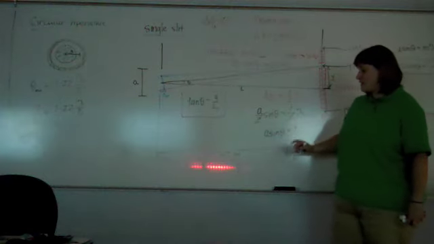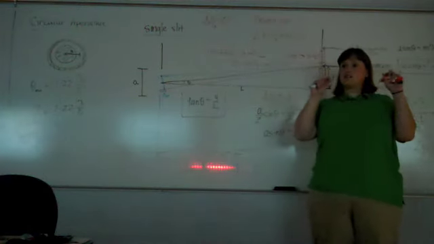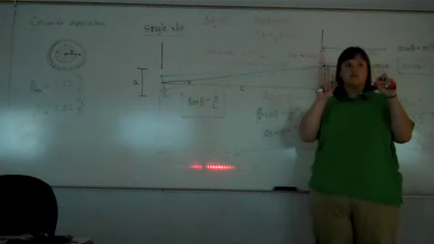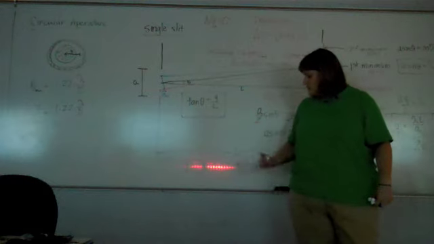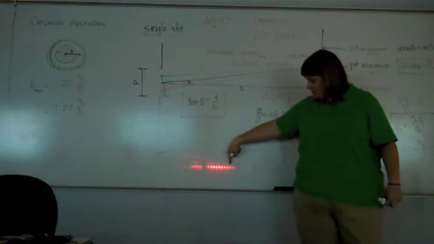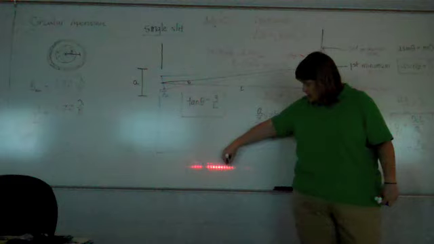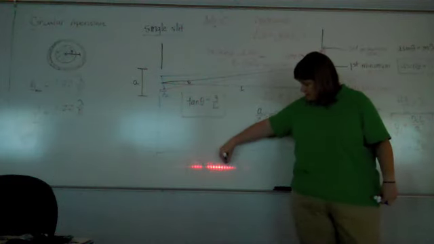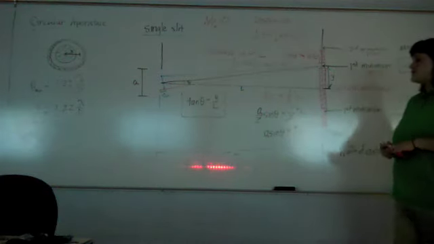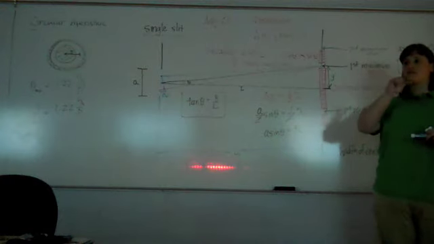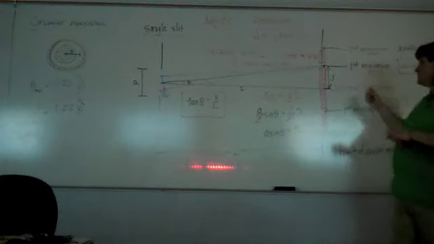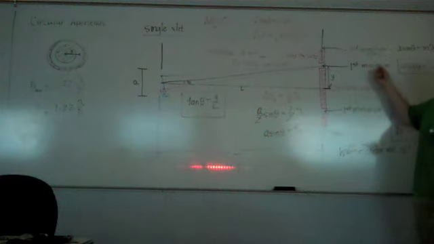What is different, though, is our central maximum is no longer a nice, bright, straight line. We have a bunch of individual bright spots and dark spots. Turns out they're all equally spaced from each other. The distance from a dark spot to a dark spot is the same as the distance from a bright spot to a bright spot. So with double slits, you get equally spaced interference. You get alternating bright and dark spots. The bright spots are maximums. The dark spots are minimums. Okay?